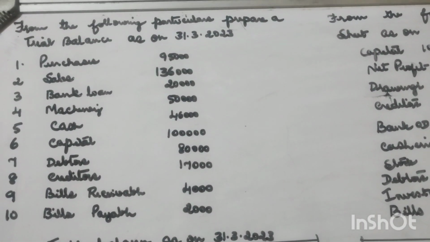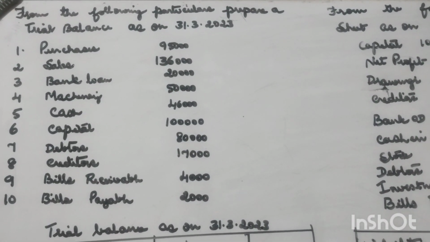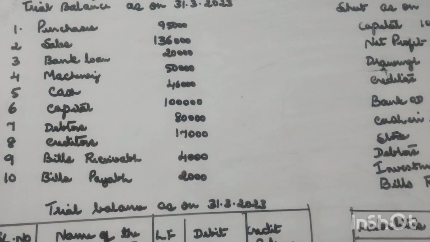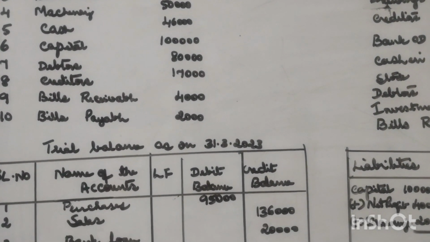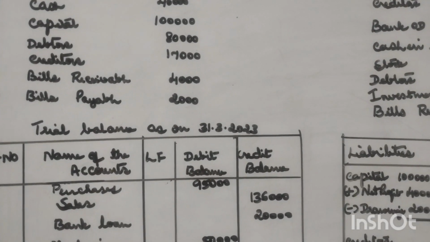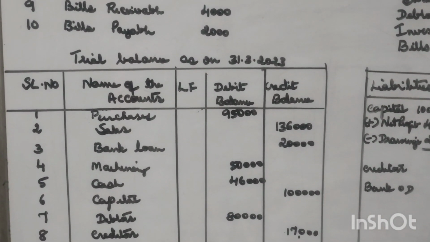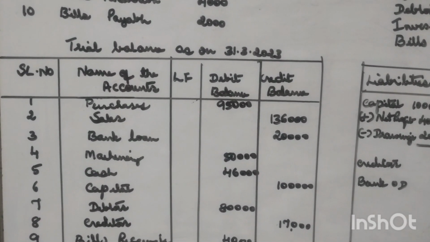Let's understand two questions from the question paper. Here is a problem. It has been asked to prepare a trial balance. Various accounts are given: purchases, sales, bank loan, machinery, cash, capital, debtors, creditors, bills receivable, bills payable. So here is the format of a trial balance: serial number, name of the account, ledger folio, debit balance, credit balance.